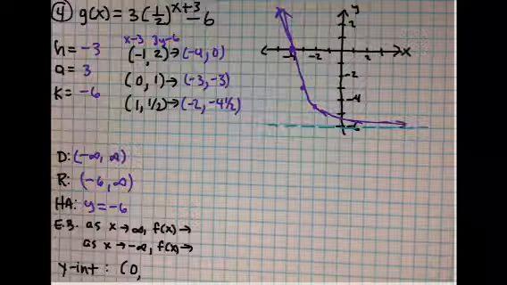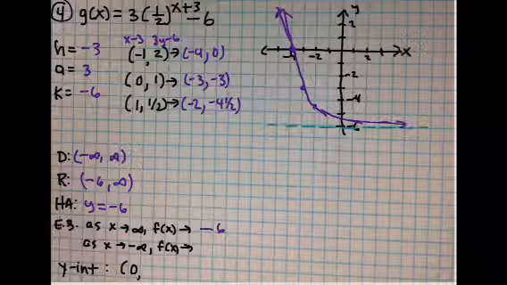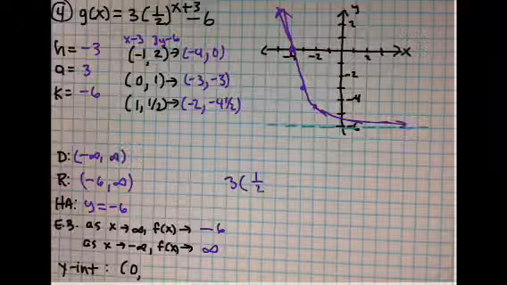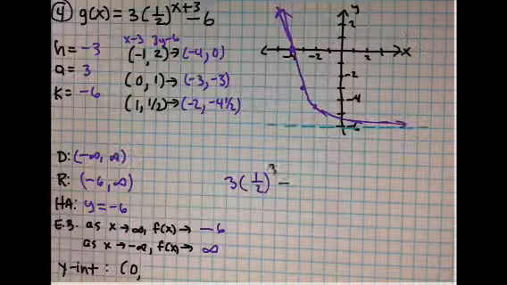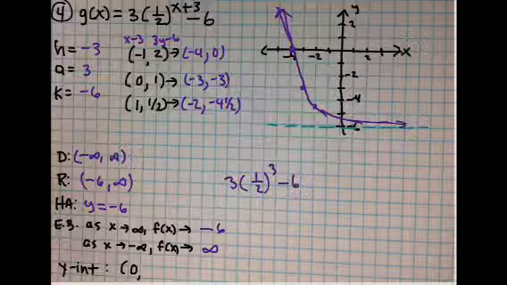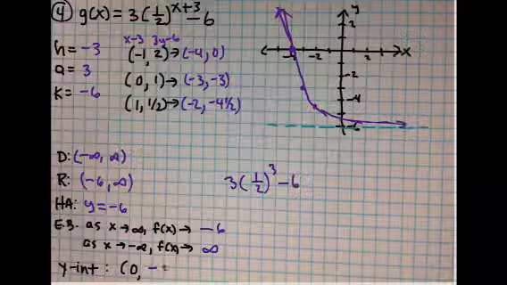As you go towards the right, the graph is going towards the line negative 6, and as you go to the left, the graph is going up. The y-intercept, we have to replace the x with a 0, so we get 3 times 1/2 to the 0 plus 3 is 3. You could plug that into a calculator and you get negative 5.625 or negative 5 and 5/8 if you simplify it like that.